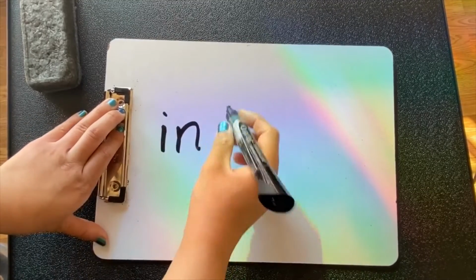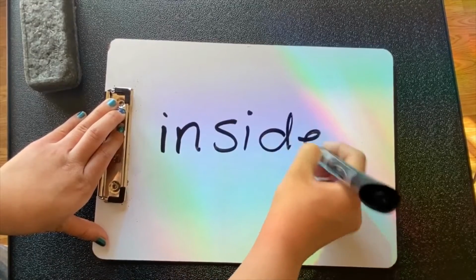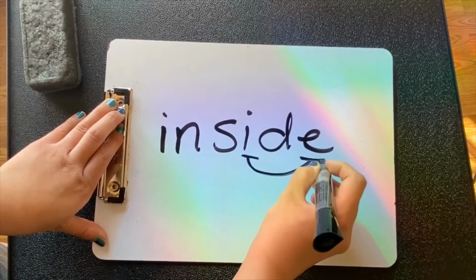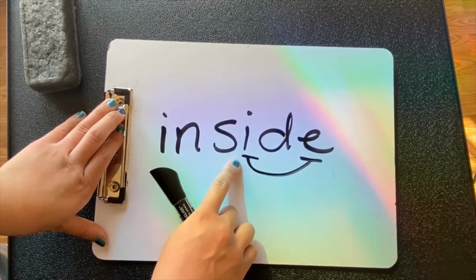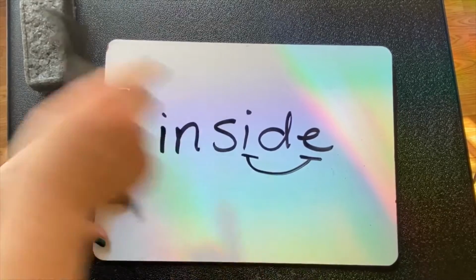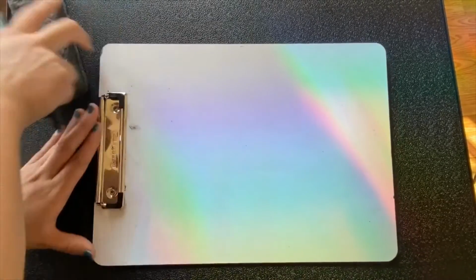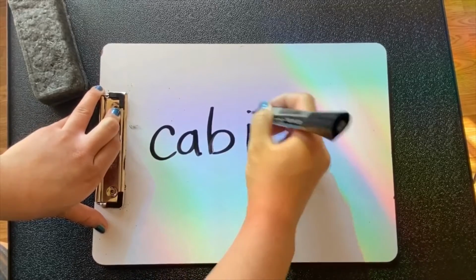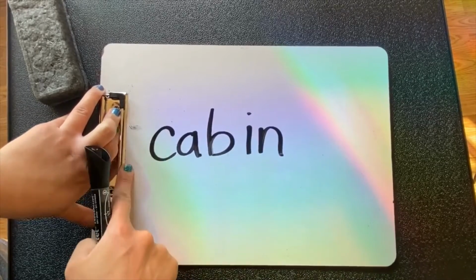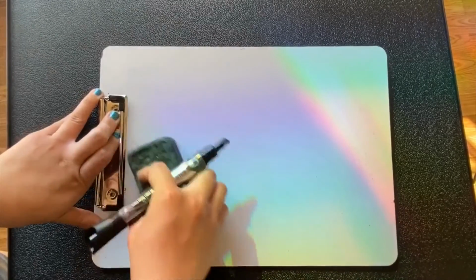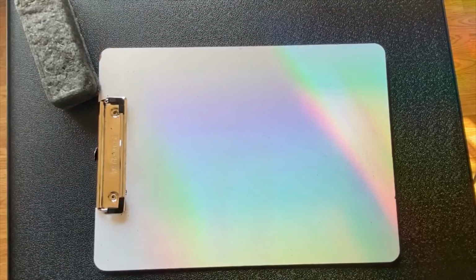Read, in. Read, side. Okay, and even here, my friends, we have the final E and we have the I, so we know it's going to be a long I sound. Now try for the real word, inside. Great job. Let's keep going. Read, cab. Read, in. Try for the real word, cabin. Okay, let's go ahead and keep going.